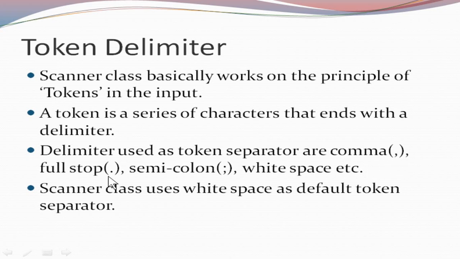So comma can be used, you can use the dot sign in between elements, you can use semicolon in between elements, or you can use white space. The Scanner class uses white space as the default token separator. Since no delimiter has been set, white space is used as the default token separator. For example, you can have two numbers. In between the two numbers, space will be the delimiter which separates both numbers.